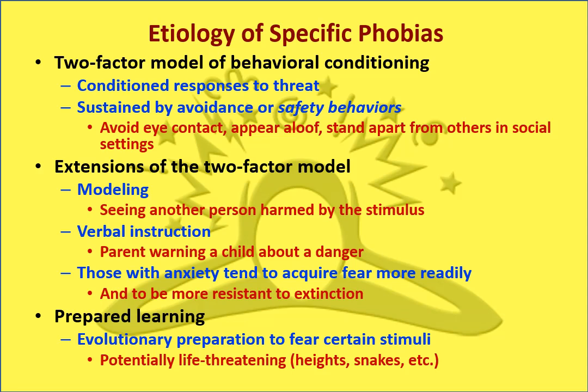As we move into looking at some of the specific phobias, there are certain things that all of them have in common. One is that two-factor model of behavioral conditioning. We're conditioned to the response of the threat, and then that gets reconditioned, if you will, by our safety behavior, which is usually some type of avoidance. The extension of the two-factor model is the fact that you can watch somebody else experience the stimulus or be harmed, and that's enough for you to embody that you're not going to do it.